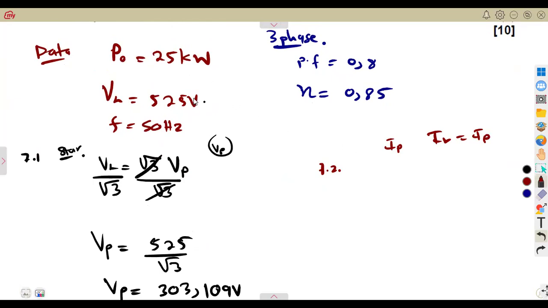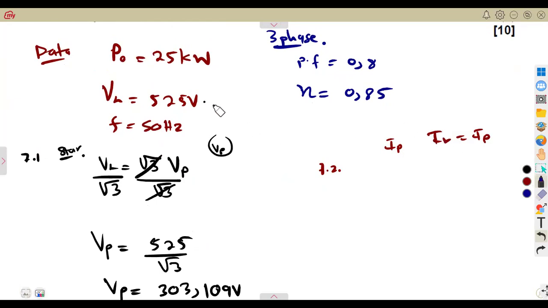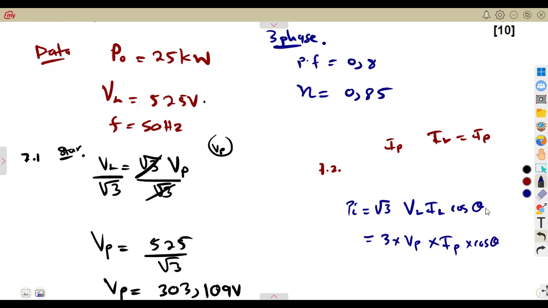If we were having the input power, we can calculate the line current, because the relationship states that the input power is equal to, there we're talking of the true power, the square root of 3 times the line voltage times the line current times the cos of theta. If you consider it in terms of the phase, it will be 3 times the phase voltage times the phase current times the cosine of theta, which is the power factor. So you can use any part that you want.